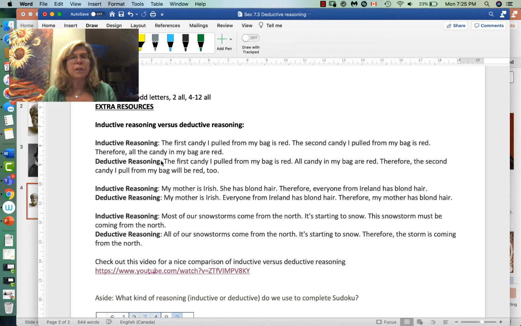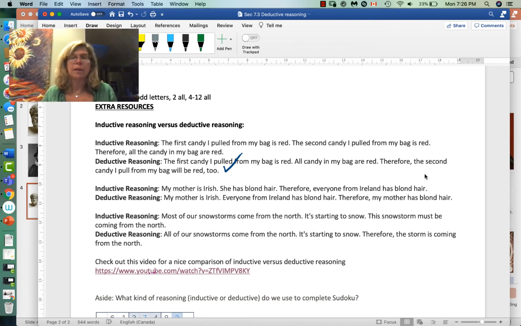But deductive reasoning says, the first candy I pull from my bag is red. All candy in my bag are red. Therefore, the second candy I pull from my bag will be red too. So that's actually quite sound. So that's a good one. Inductive reasoning: my mother is Irish. She has blonde hair. Therefore, everyone from Ireland has blonde hair.